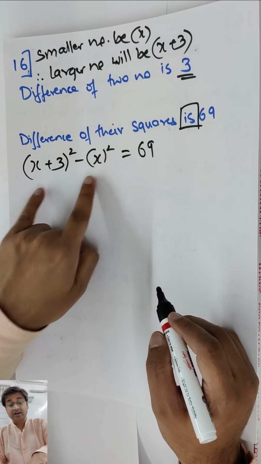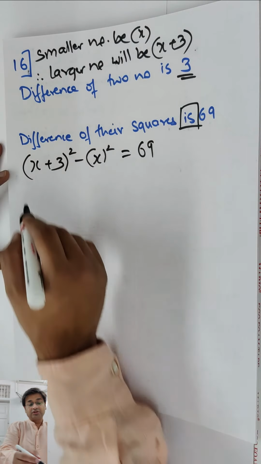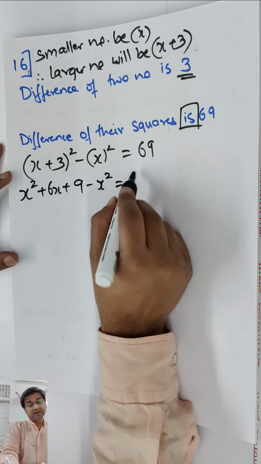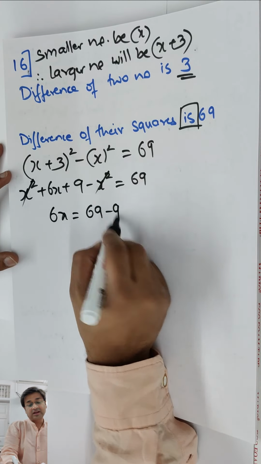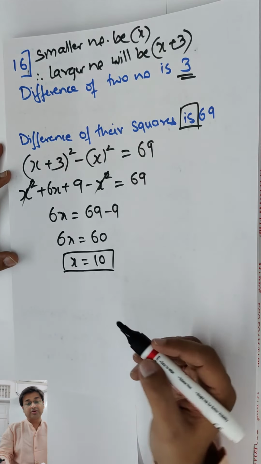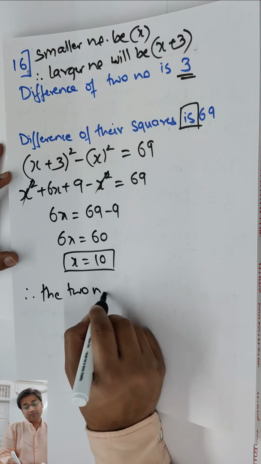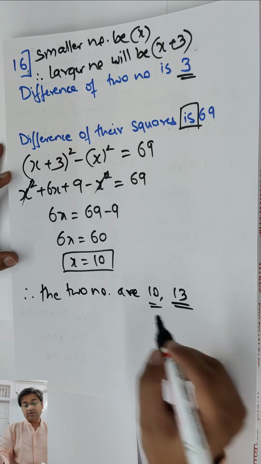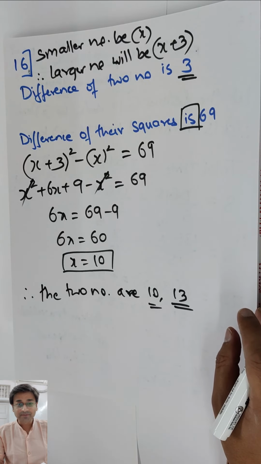You have to remember this trick. The larger has to come first. If you've written x square first, you screwed the entire sum. So (x plus 3) square is x square plus 6x plus 9, minus x square, equals 69. This gets cancelled. I get 6x equals 69 minus 9, 6x equals 60, x is equal to 10. So therefore the two numbers are, if the first one is 10, the next one will be 13 because the difference is 3 between the two numbers. Got it? Simple.